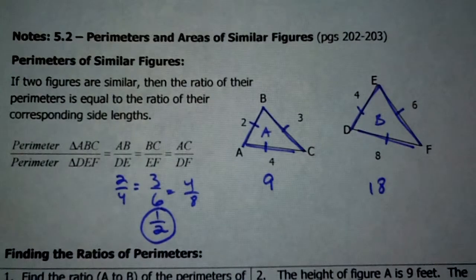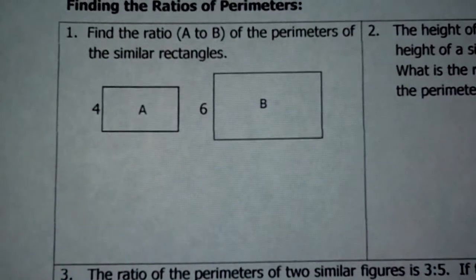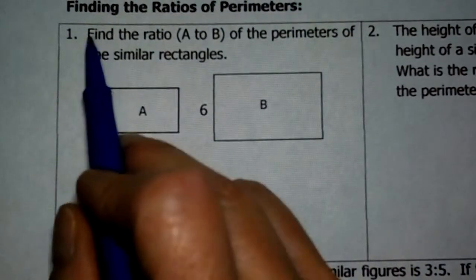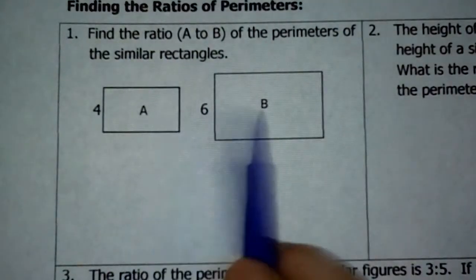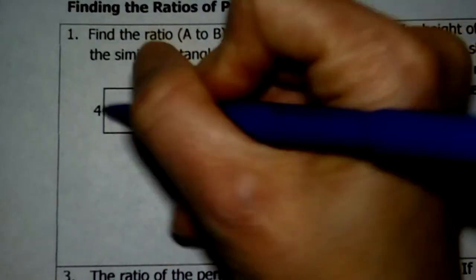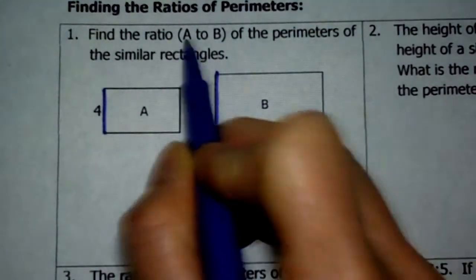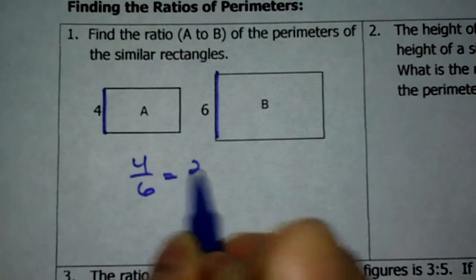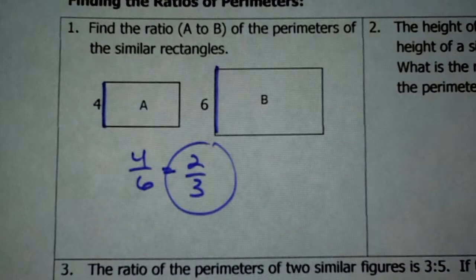All right, let's take a look at some of the examples, and then that can help all these words have more meaning to them. Okay, number 1, finding the ratio. Find the ratio from A to B of the perimeters of the similar rectangles. If I ask you to find a ratio of the perimeters, all you need to do is find the ratio of the corresponding side lengths, which would be 4 to 6 because I want to go from A to B, and simplify it. It's really that easy. 2/3 is the answer because the ratio of the perimeters is the same as the ratio of the corresponding sides.